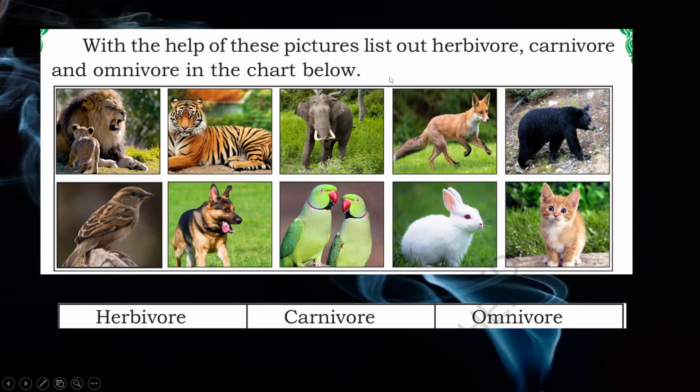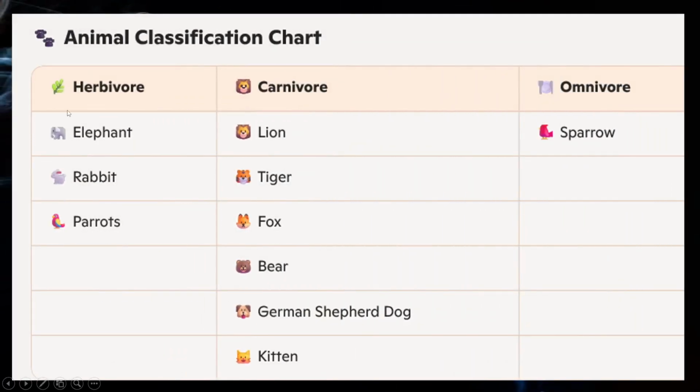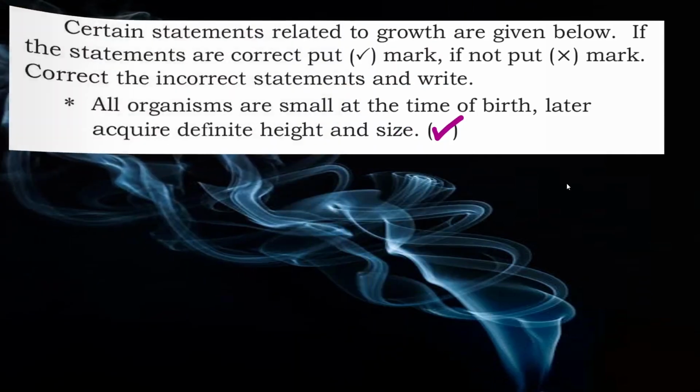With the help of these pictures, list out the herbivores, carnivores, and omnivores in the chart below. Herbivores, carnivores, omnivores. Herbivores are elephant, rabbit, parrots. Carnivores: lion, tiger, fox, bear, German shepherd dog, kitten. Omnivore is only sparrow here.